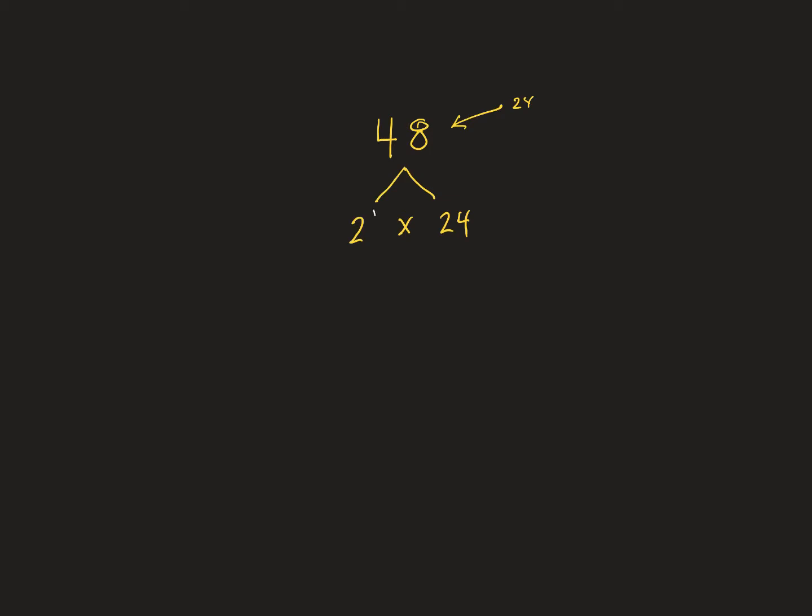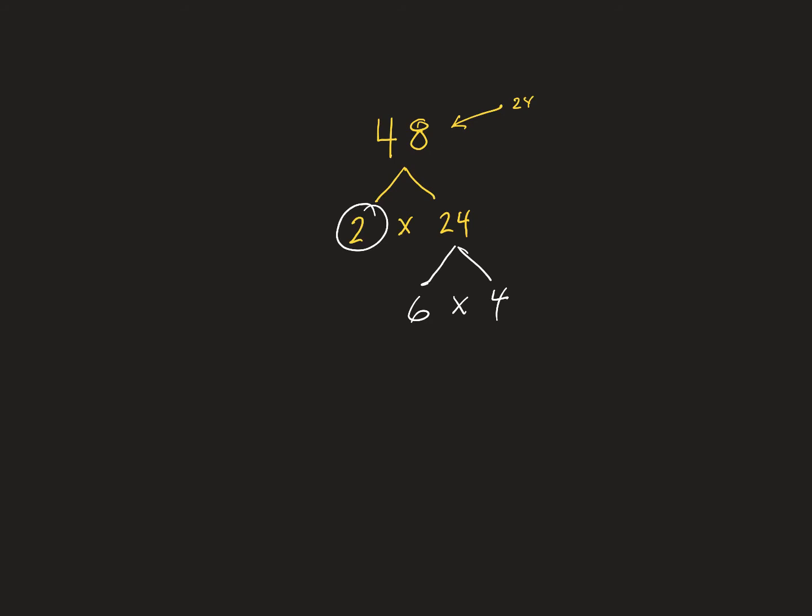Circle your primes. Next, go into the 24. Make a little tree. Pick any two numbers that equal 24. How about 6 times 4? You could have picked anything. Are either of them prime? Well, what does our song say? 2, 3, 5, 7, 11, 13, 17. Neither of them are prime, so let's continue. We can continue to do something called factoring these.